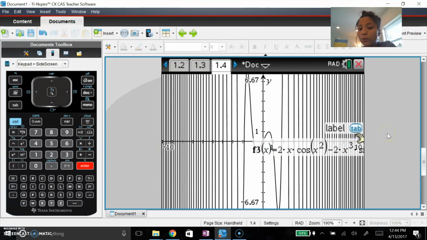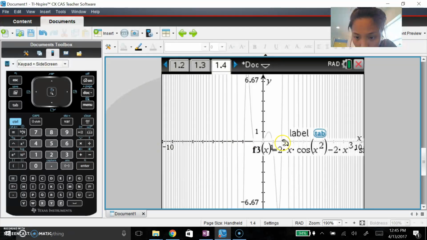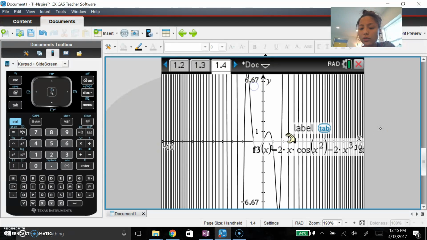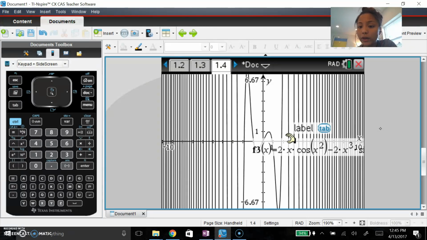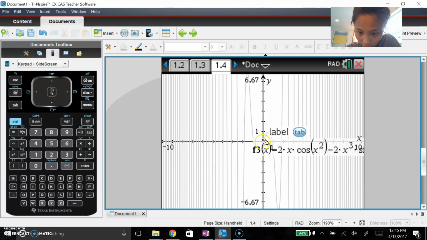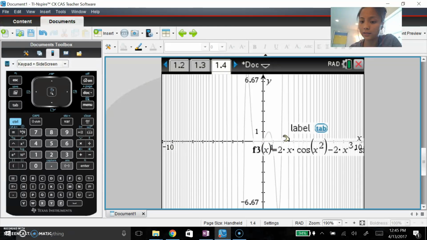We need to focus on what x values. That's right, negative 2 to 2. So focus between negative 2 and 2. Great. Now you find where it equals 0, meaning where it crosses the x-axis. So I see 1 right here, 2 right here, 3, 4, 5. There are 5 times that it crosses the x-axis.